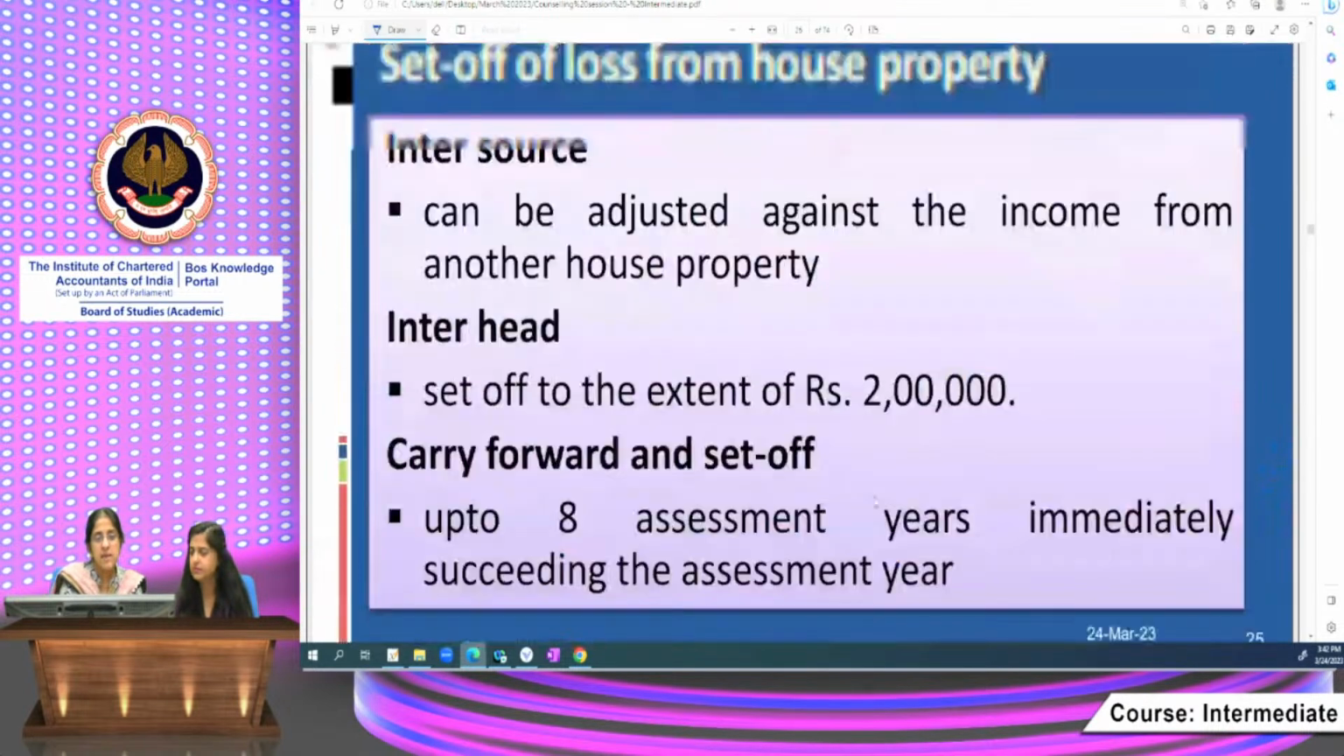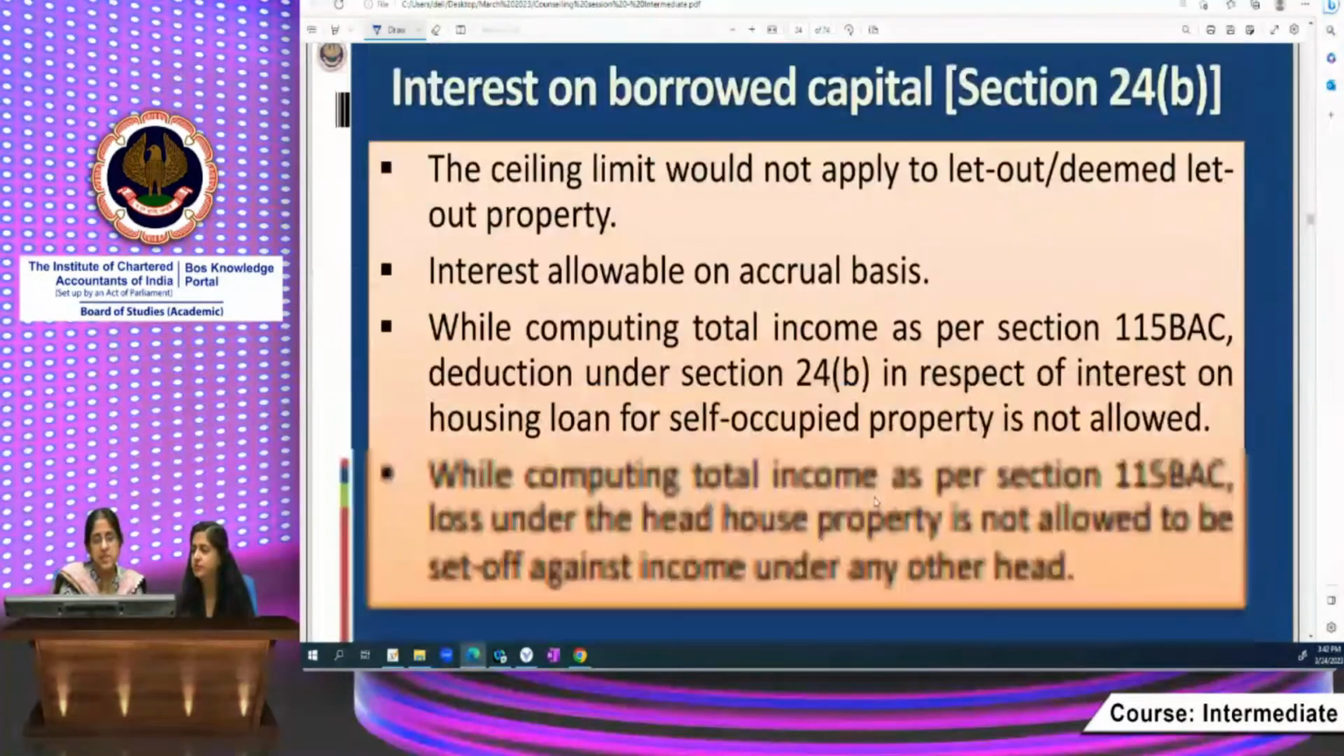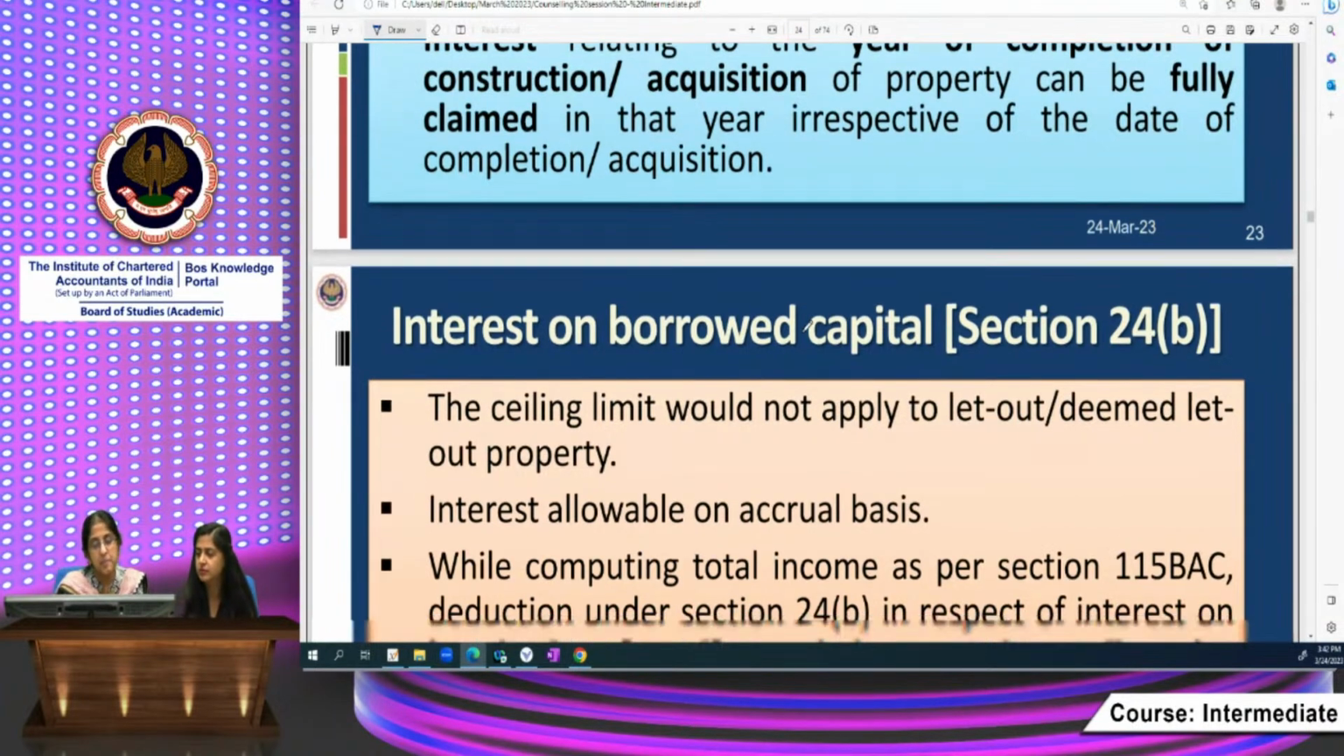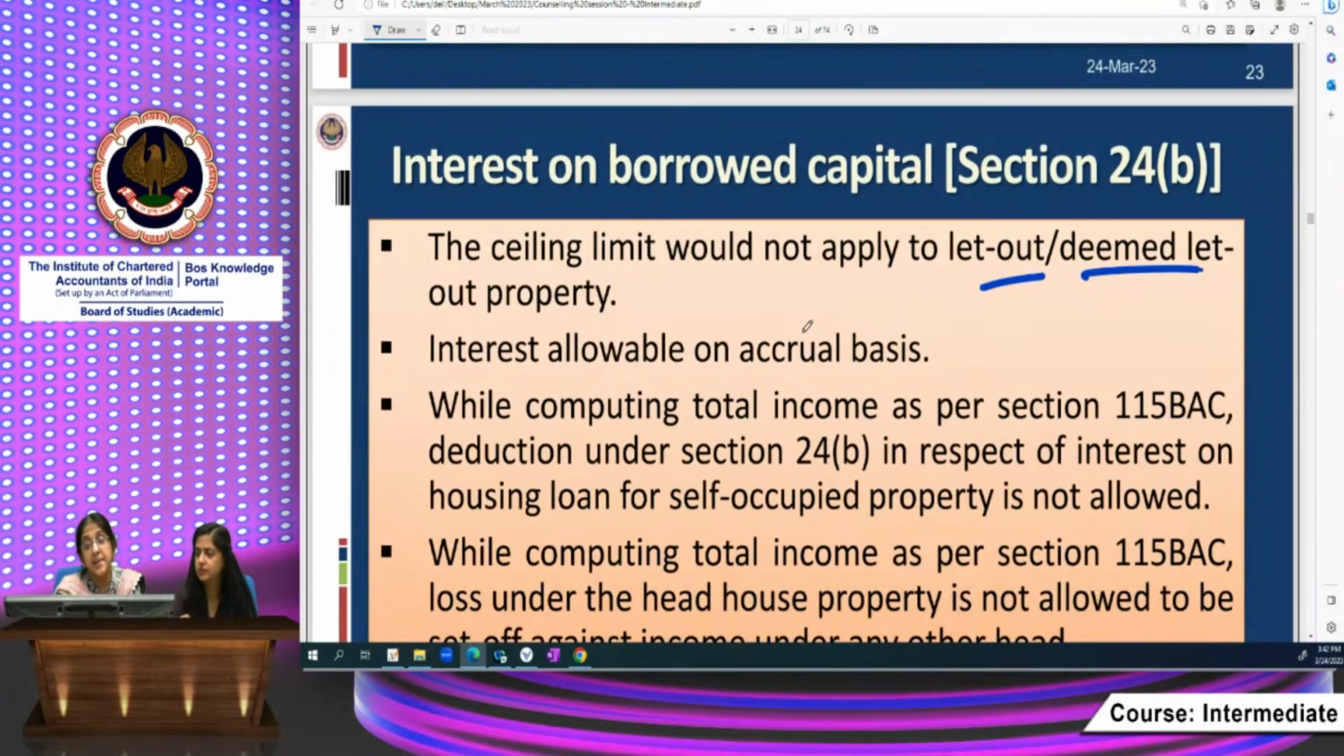Okay. Now, some important things which I have to tell is, this 2 lakh limit does not apply to let-out property. It does not apply to deemed let-out property. I told you that if there are 3 self-occupied properties, the third property will be deemed to be let out. For that, the 2 lakh limit will not apply. Even if it's 5 lakh, you'll be able to get the 5 lakh. Interest is allowable on accrual basis, not on payment basis.